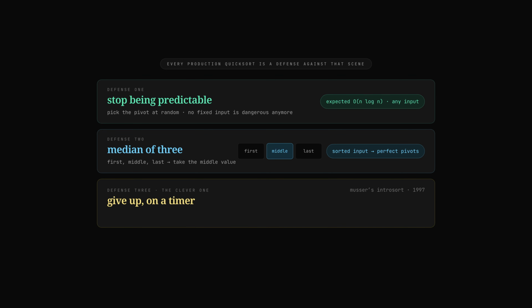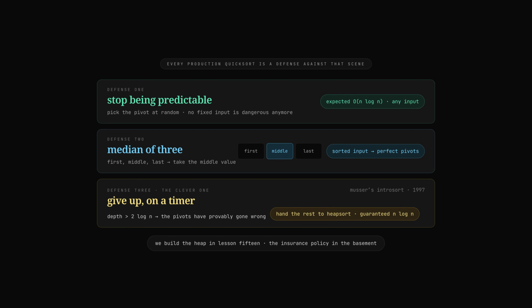Defense 3, the clever one. Give up on a timer. Musser's introsort, 1997, runs Quicksort while counting the recursion depth. Past about 2 log n levels, the pivots have provably gone wrong. So it stops and hands the rest to heapsort. Guaranteed n log n, no luck required. We build the heap in Lesson 15. For now, it's the insurance policy in the basement.